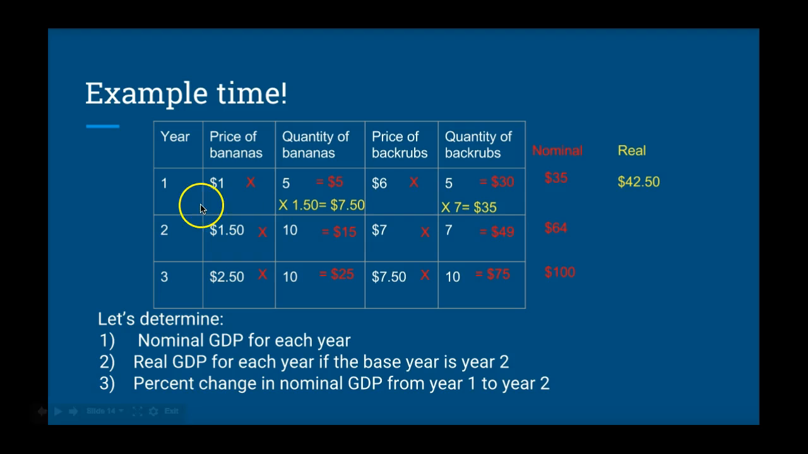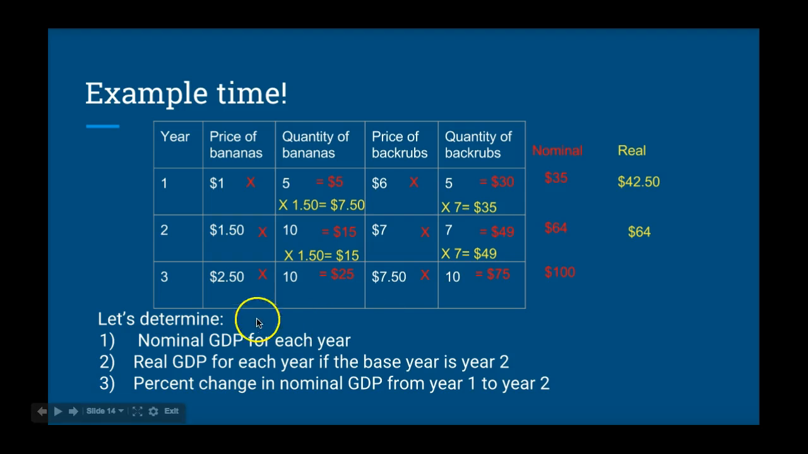Now for year 2, I'm going to take the 10 bananas that were sold multiplied by $1.50 and get $15. And I'm going to take the 7 back rubs that were sold multiplied by the $7 and get a total expenditure of $49 on back rubs. Now you'll notice, wait a minute, this is the same. The yellow is the same as the red. Yes, for the base year, you will find that nominal and real GDP will be the same. So real GDP will also be $64.